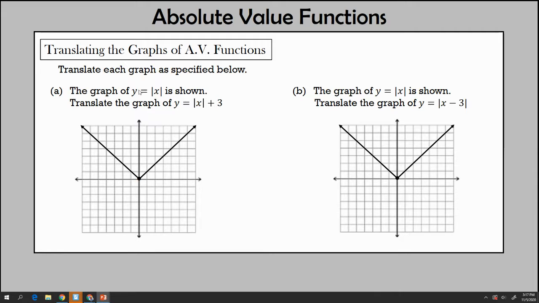Okay, so what this says is the graph of Y equals the absolute value of X. That's our parent function, is shown below, right? This is our parent function, right?